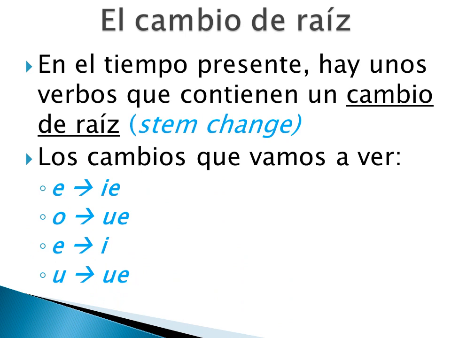The changes that we're going to see today is that there's 4 different kinds of stem changing verbs. Verbs that change from an E to IE, O to UE, E to I, and U to UE. And from now on, when we give you new vocabulary, we will always put in parentheses afterwards if it's an E to IE stem changer, O to UE, etc.